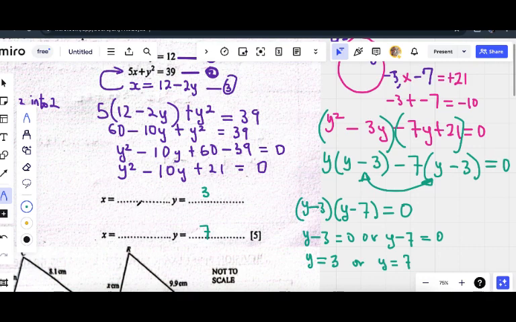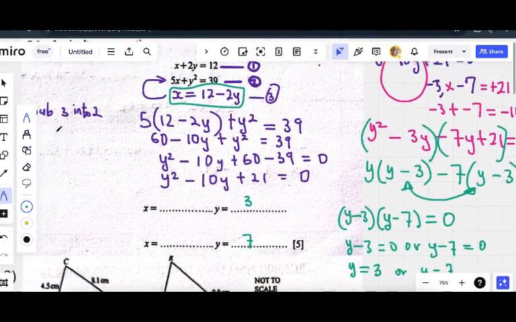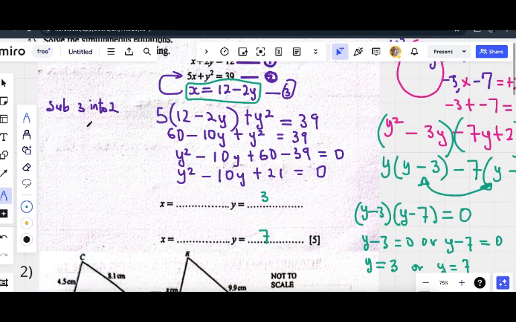We have to find the two values of x. And we're going to use equation 3 we created. You remember equation 3 we created? We're going to use this equation to find the two values of x. First, we substitute 3 in place of y, we get the first value of x. Then we substitute 7 in place of y, we get the second value of x. So we can get the first value of x by simply using this equation.